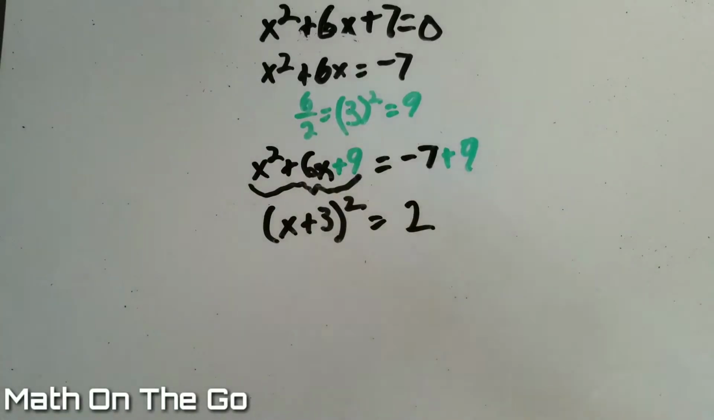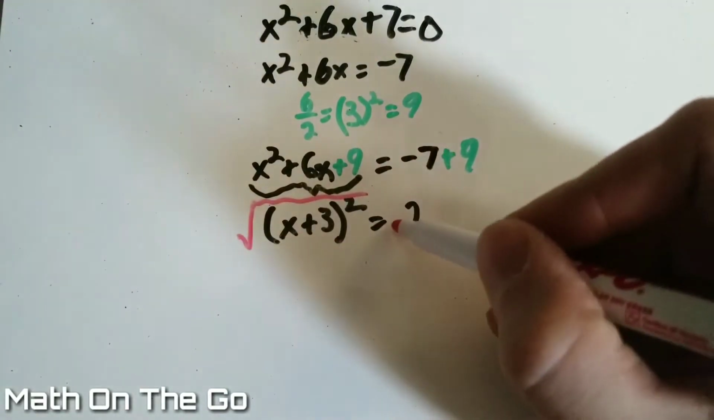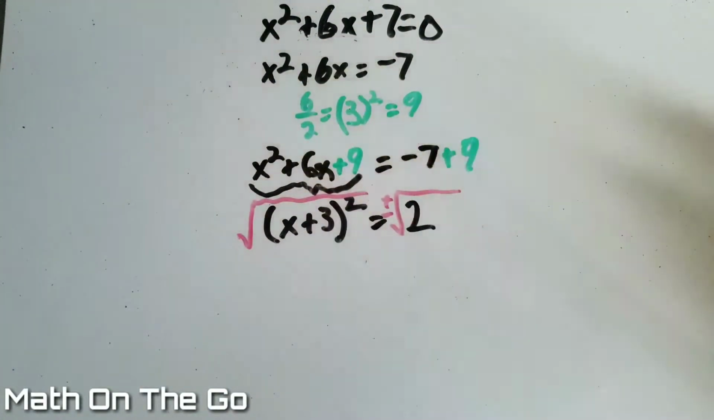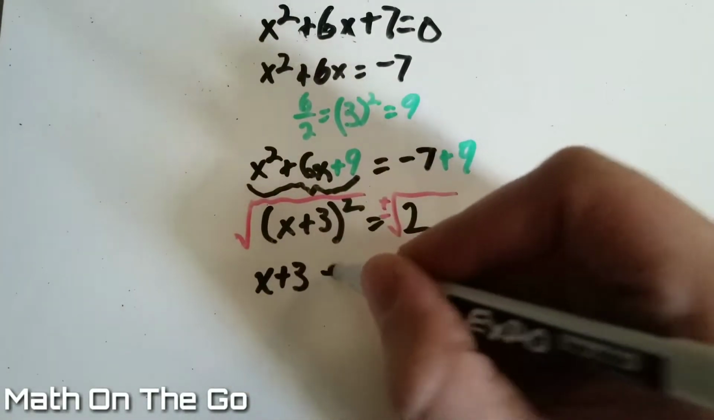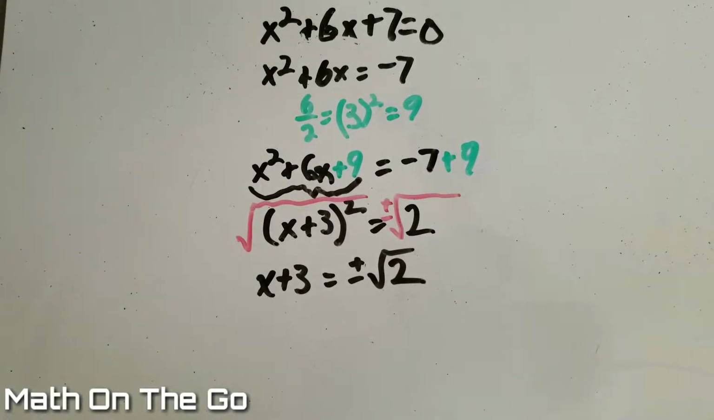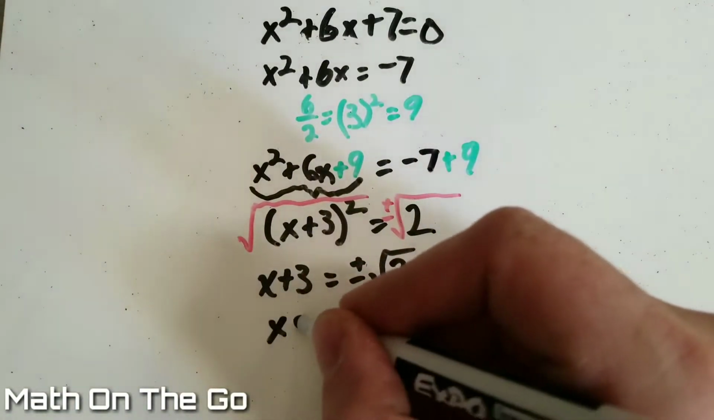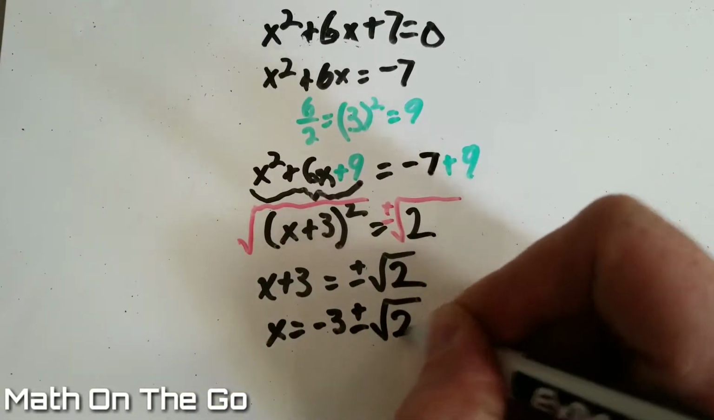Now to get rid of the square on the left side, we're going to take the square root of both sides. Remember that you get a plus and a minus on your right-hand side there, which leaves us with x plus 3 equals plus or minus the square root of 2. Now all we need to do is get x by itself by subtracting 3 from both sides. x equals negative 3 plus or minus the square root of 2.